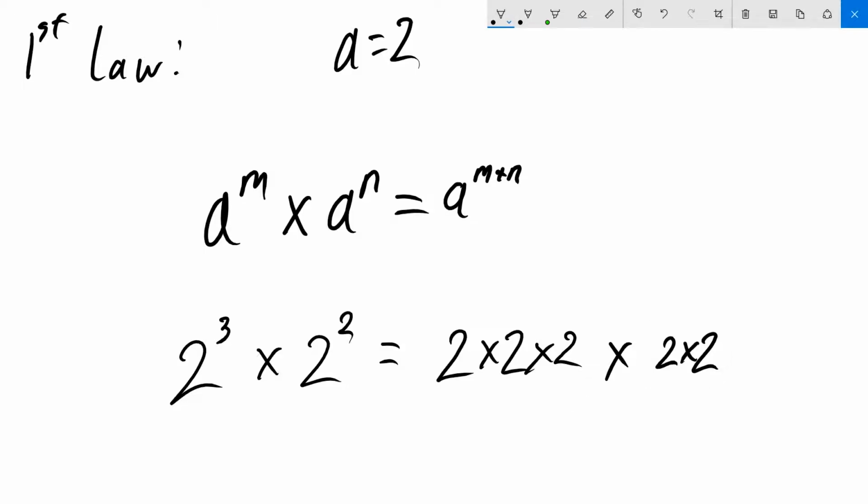And now what do we have? Well, we have 2 times 2 times 2 times 2 times 2, and there's 5 2's there. So we can see that it's just simply 2 to the 5. We can rewrite it as 2 to the 5, and we can see that 3 plus 2 is indeed 5. This rule will work as long as the two bases that we're trying to add together are the same.